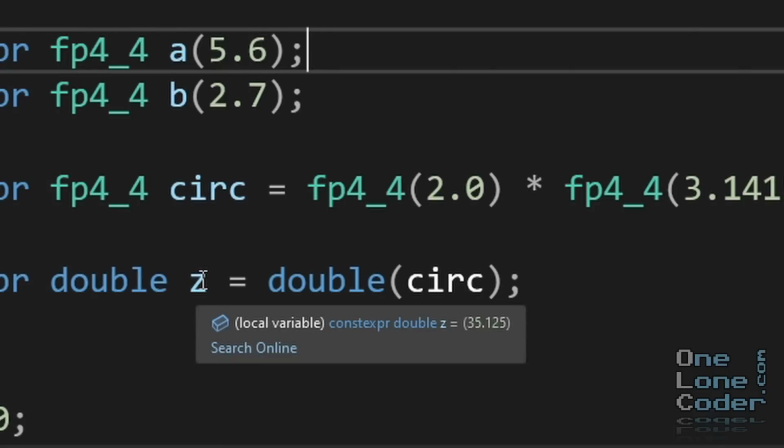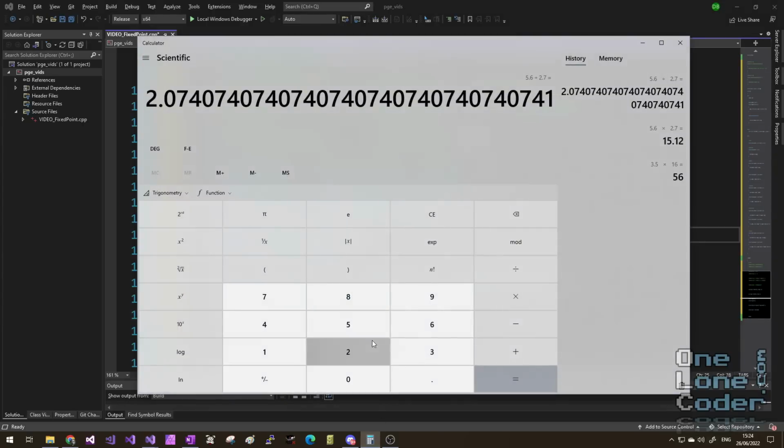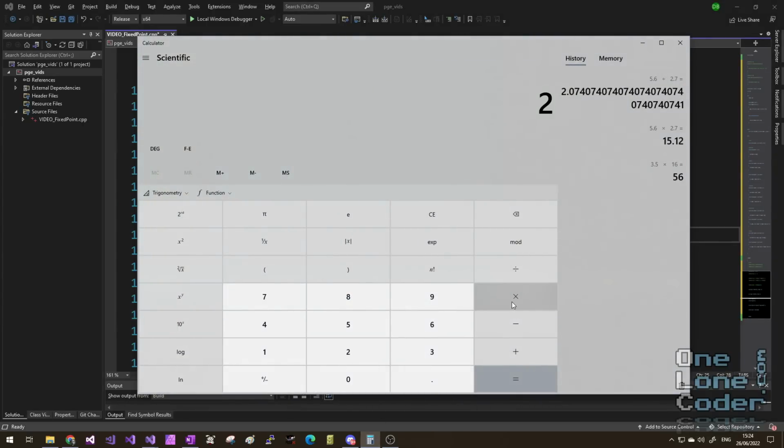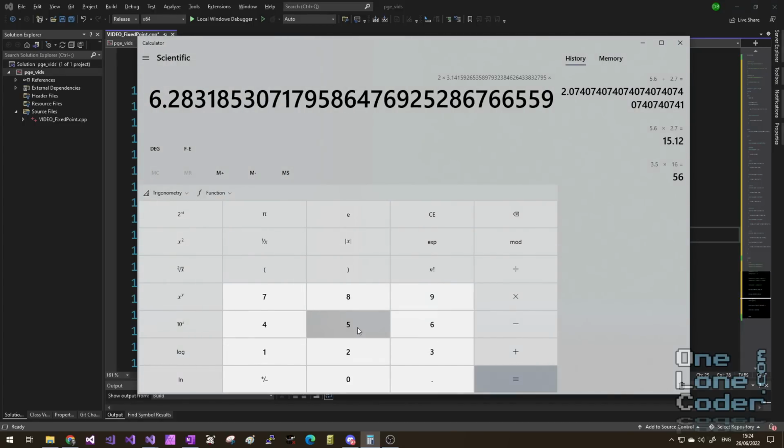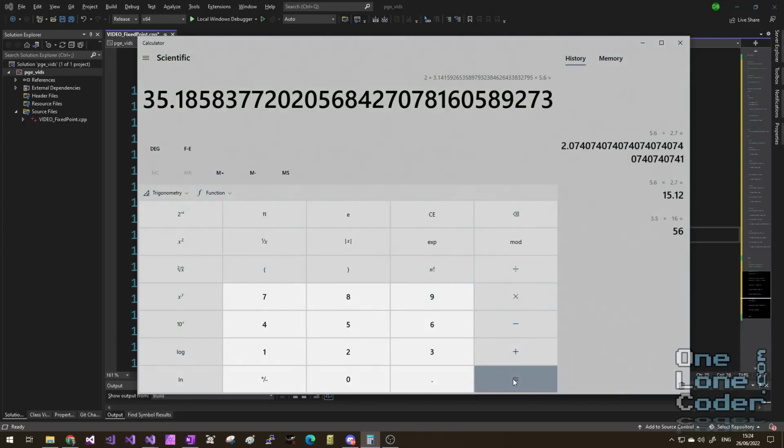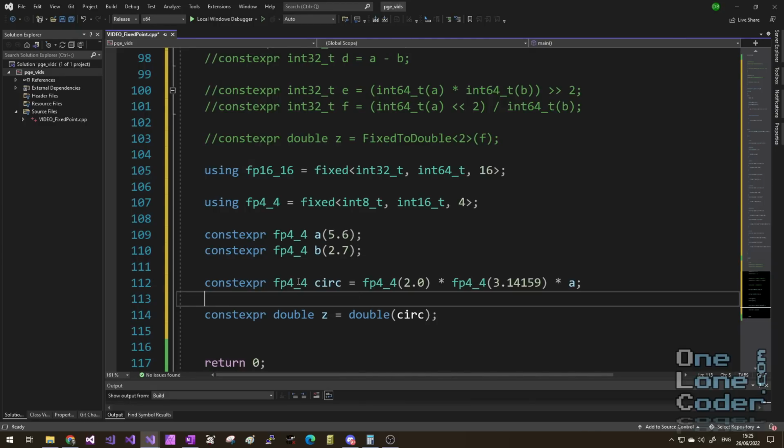Let's go and bang that into a calculator. So it's 2 times pi times 5.6 equals 35.186-ish. So it's not done so bad. And of course, if we change all of these to give it more precision, it's going to give us a better result. We can perhaps improve upon this with a bit of syntactic sugar.